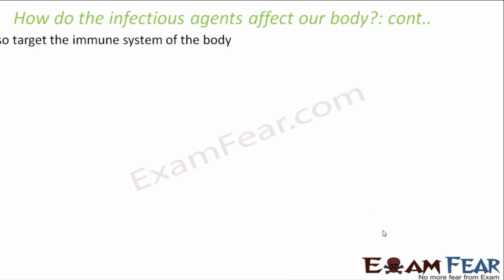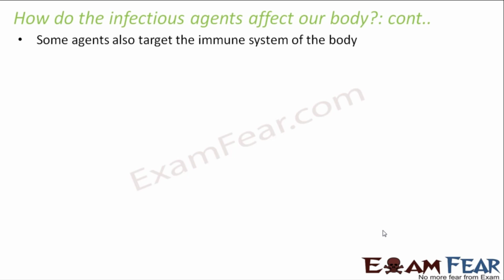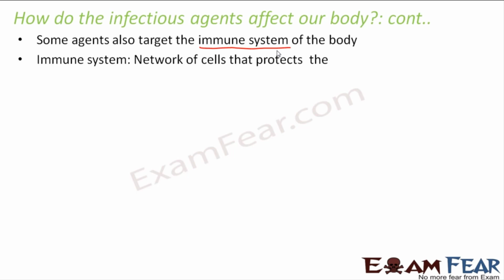Now there is yet another scenario where some infectious agents also target the immune system of the body. Now the question is, what is the immune system? The immune system plays a very, very important role for our health, right? First, let us try to understand what the immune system is and what it does. Only then will we be able to understand what happens when infectious agents target the immune system. So, the immune system is a network of cells that protects the body from foreign particles.